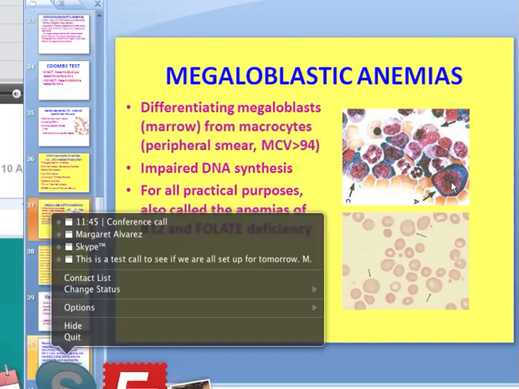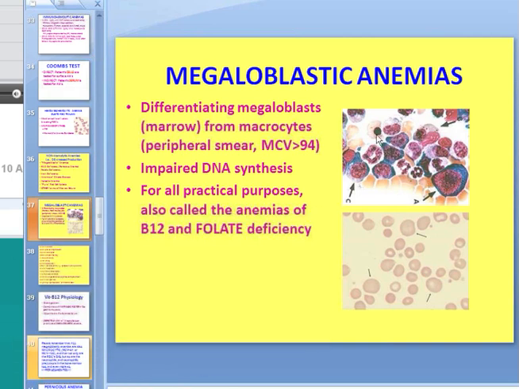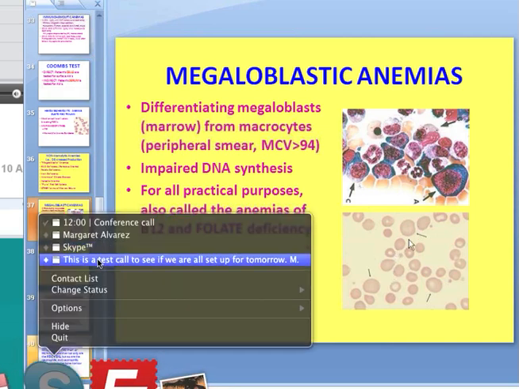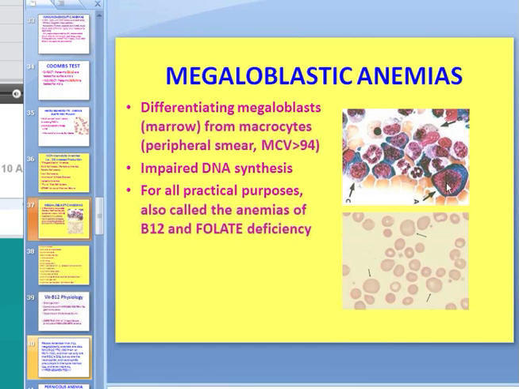In addition, once they are made and the nuclei are extruded, and now you look into the peripheral smear, the megaloblasts with nuclei turn into macrocytes. So all megaloblastic anemias result in large red cells in the peripheral smear. If there's a lot of large red cells, your overall MCV, or mean cell volume, will be increased. And even though the upper range of normal for MCV, if you remember, is about 94, often it's usually well into the hundreds before you really start to see significant things.